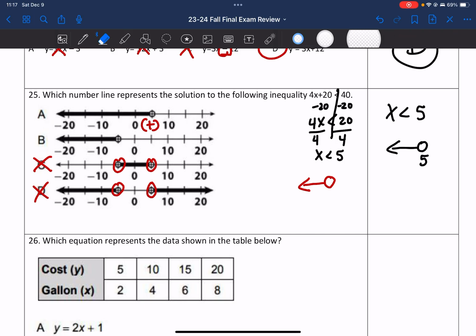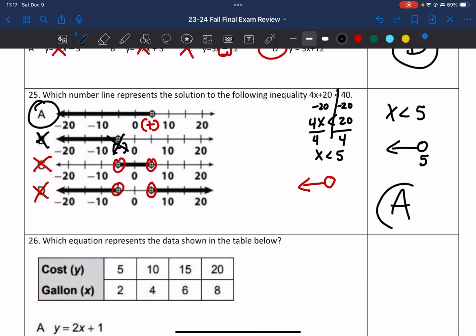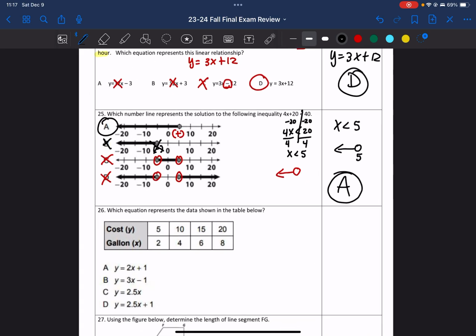I made a mistake on that part. I'm getting really tired and not paying attention to what I'm doing. This is in the negatives. Wrong. It has to be A. There we go. Okay, let's look at 26.